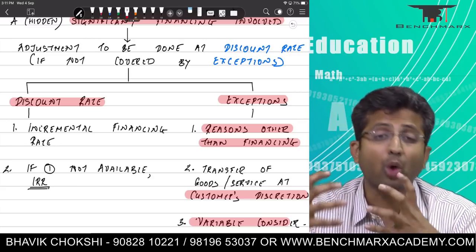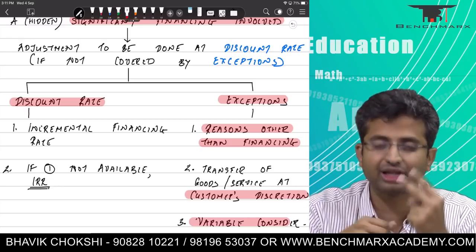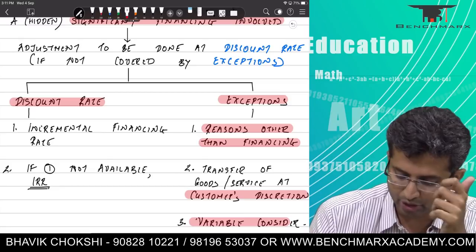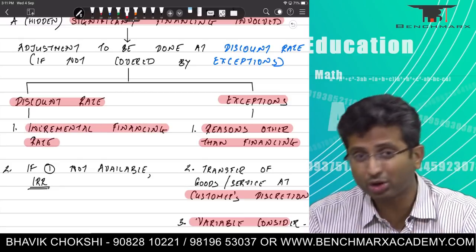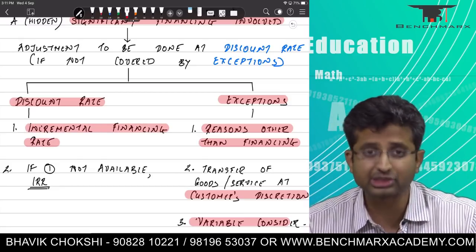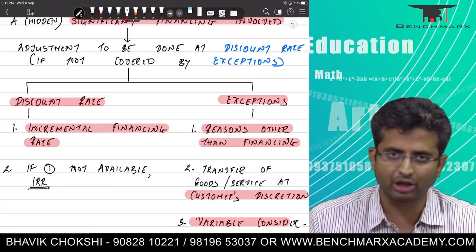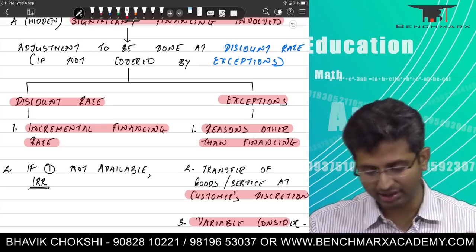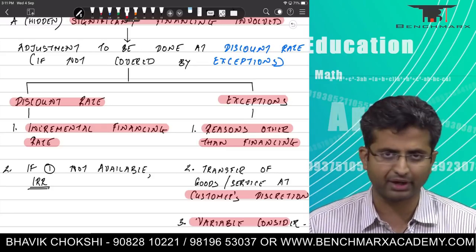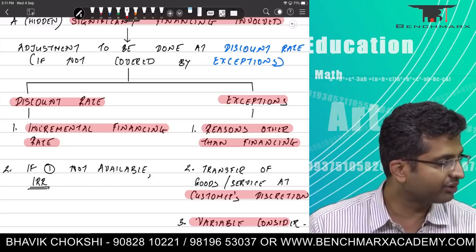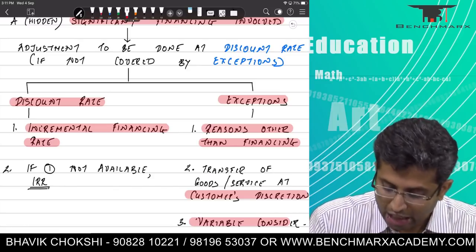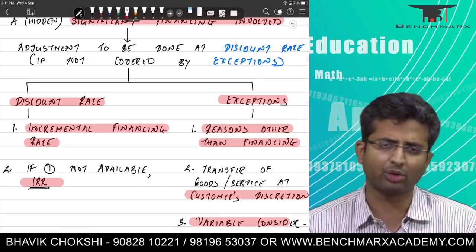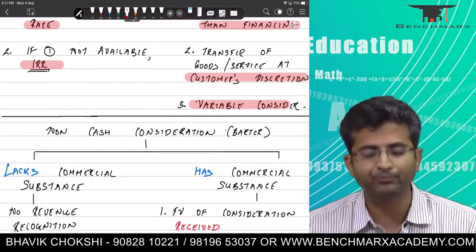So the next question is, at what rate should you do the adjustment? The standard gives you a clear order of preference. It says the first preference should be given to the incremental financing rate. If I were to go and take a loan from somewhere else, at what rate would that loan be? Or if I were to give a loan, at what rate would the loan be? That must be the rate in the financing arrangement. If, let us say, such a rate is not available, then we use the IRR, that is the rate at which present value of cash outflows and cash inflows will be equal.